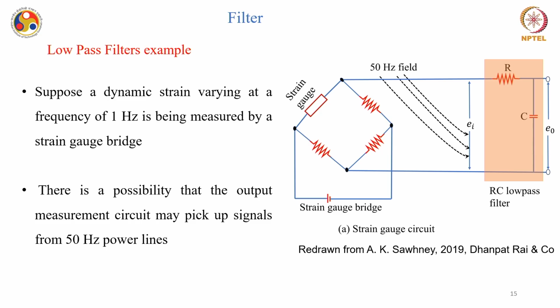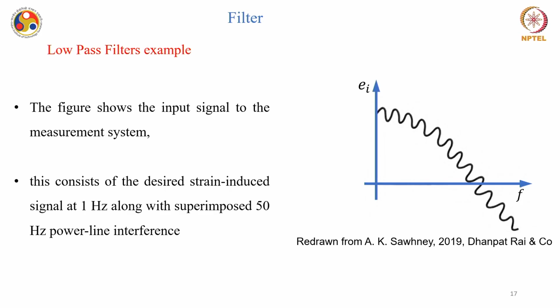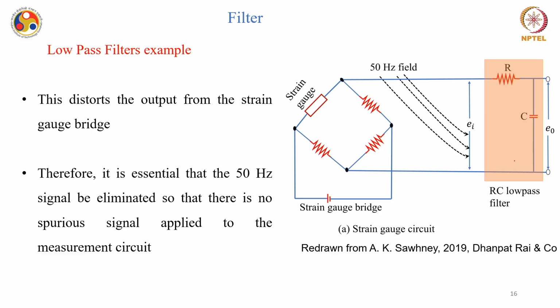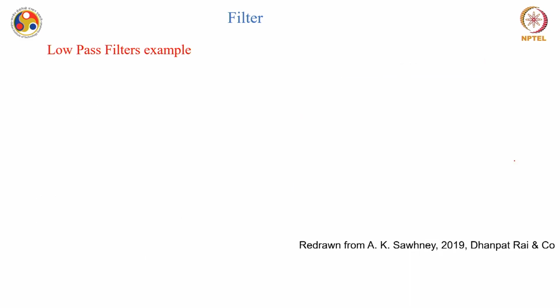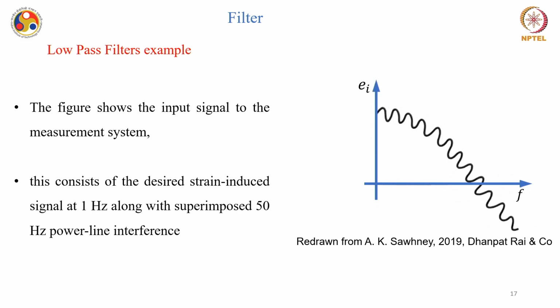So, now you have a strain gauge which is generating data at 1 hertz and you have a signal nearby which is 50 hertz. So, it's very easy for this 1 hertz data to get contaminated with the 50 hertz data. In that case you can use an RC low pass filter, as you can see over here. Now, when you have this kind of arrangement, you always want to avoid any higher frequency component and want to trace down the 1 hertz data in the signal.